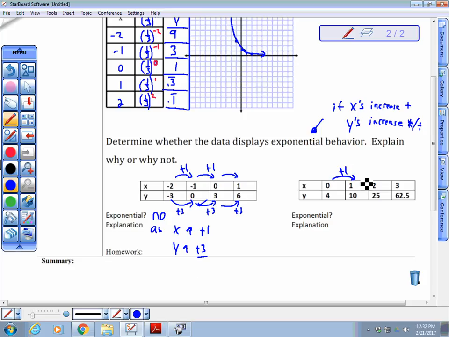And this one here, if we add by 1, the x's increase by 1, and you might have to take the second and divide by the first, and you get 2.5. And if you multiply by 2.5, you get 10, of course. Multiply by 2.5, you get 25, and if you multiply again by 2.5, you get 62.5. So that one is a yes, and the reason for that is, as x's increase by plus 1, the y's increase by a multiplication of 2.5. And there you go.